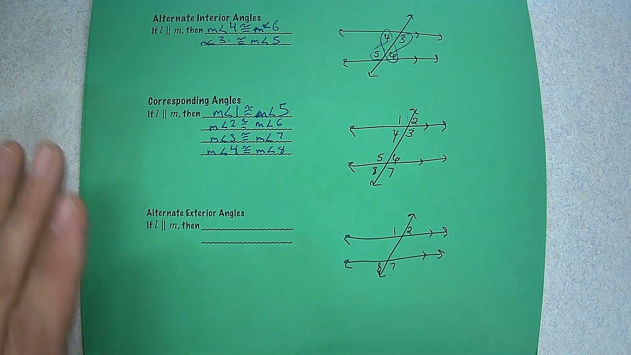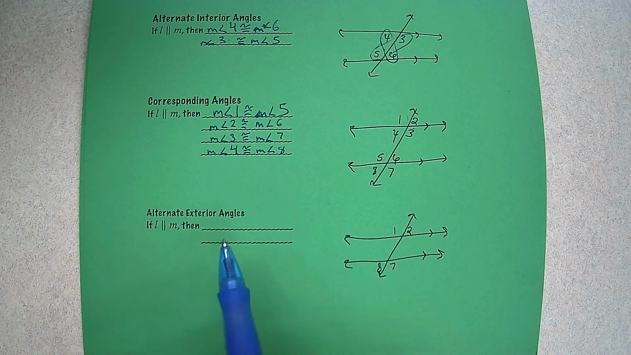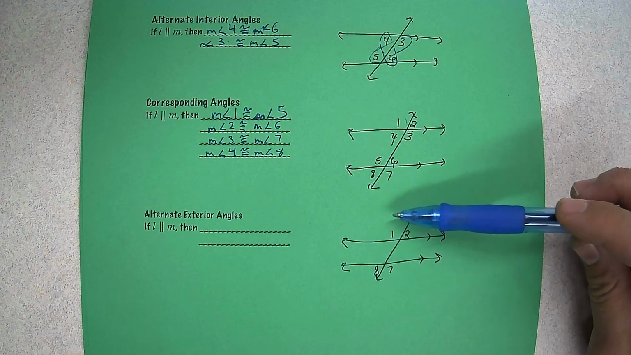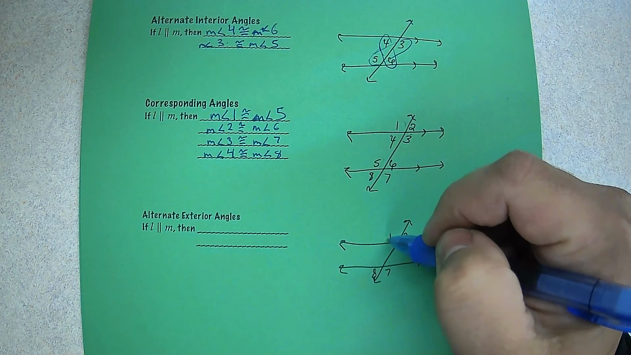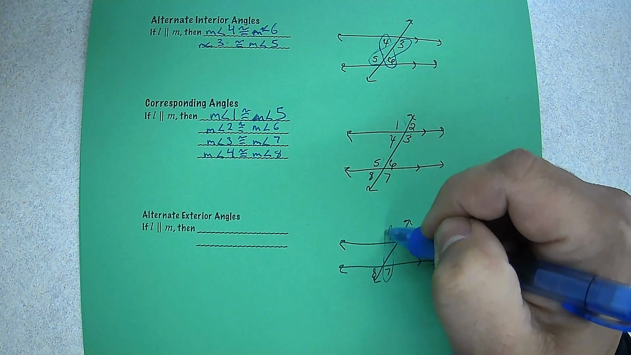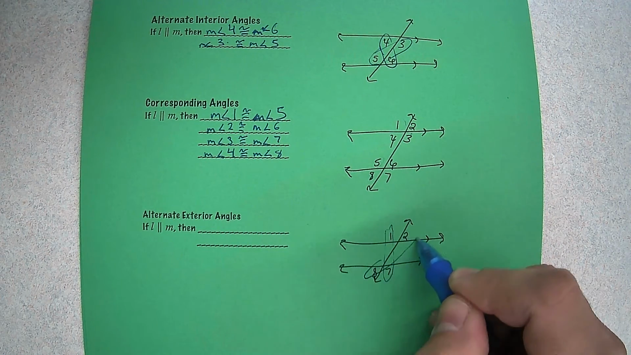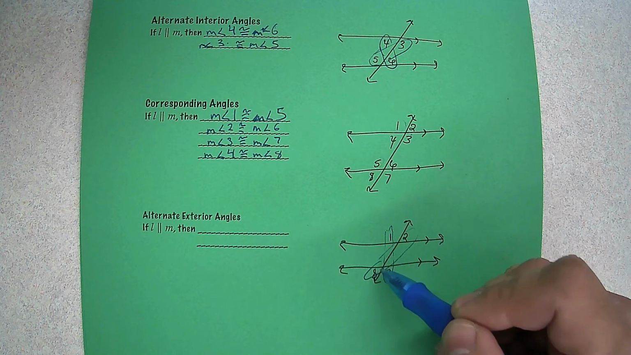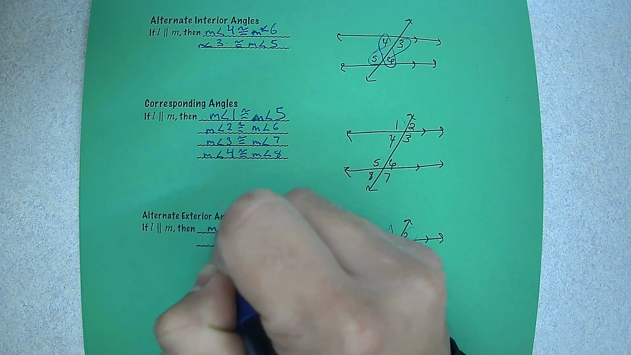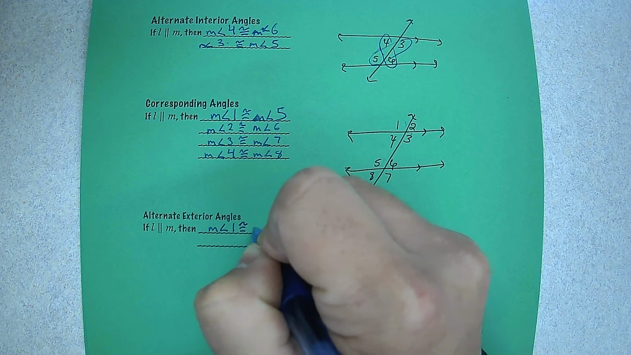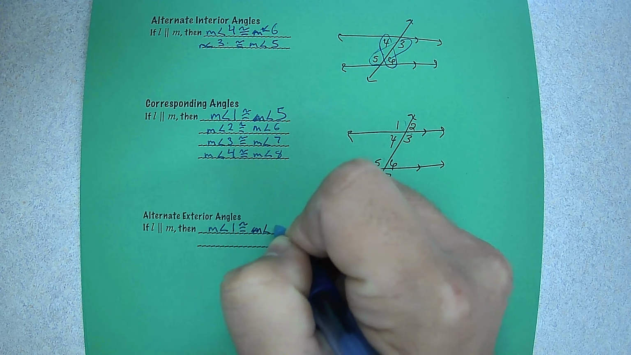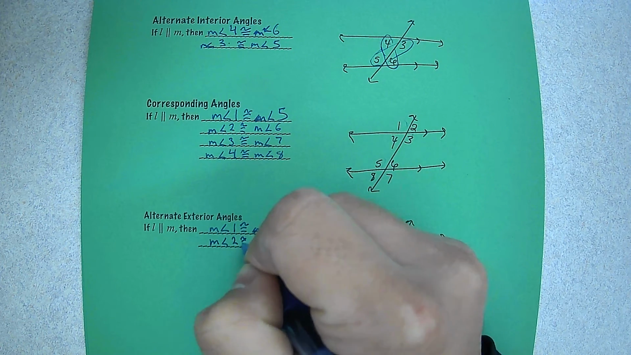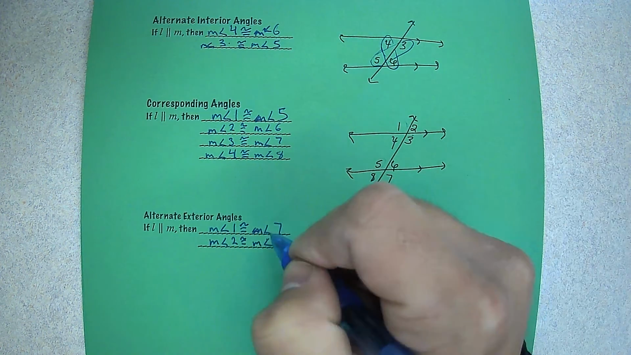Lastly, we're going to look at our alternate exterior angles. Exterior means on the outside. So here are our two parallel lines, and these angles are on the outside of those. Like the interior angles, these are also congruent. So 1 and 7 and 2 and 8 are congruent. The measure of angle 1 is congruent to the measure of angle 7. The measure of angle 2 is congruent to the measure of angle 8.